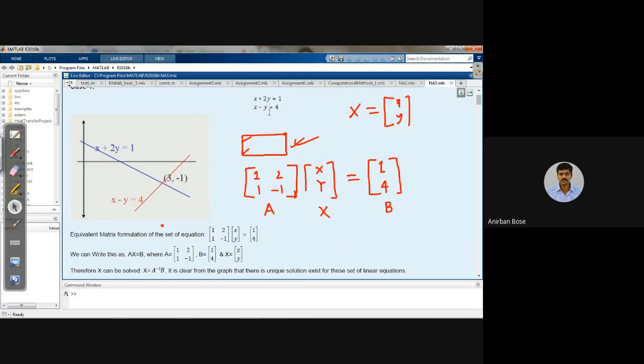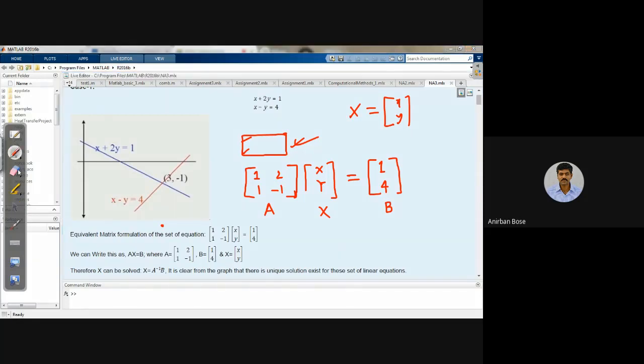For this simple situation, if we plot it, you can easily understand that a unique solution exists. But it is not all the time so simple that you will be able to plot and identify whether a unique solution is there or not, because there may be 1 lakh equations and 1 lakh variables present. So for that, some generalized rule is very important to analyze the set of equations.